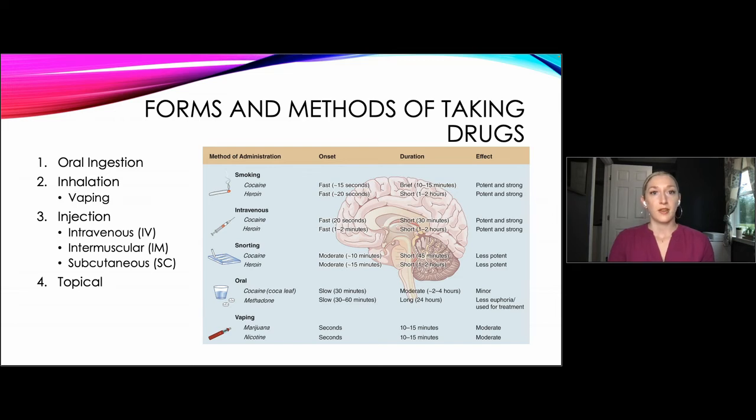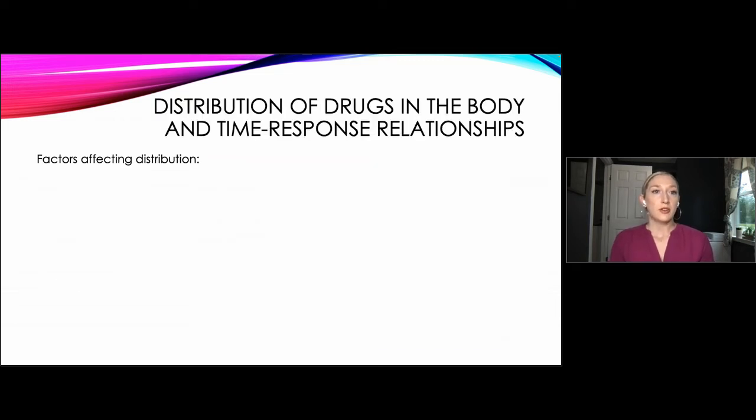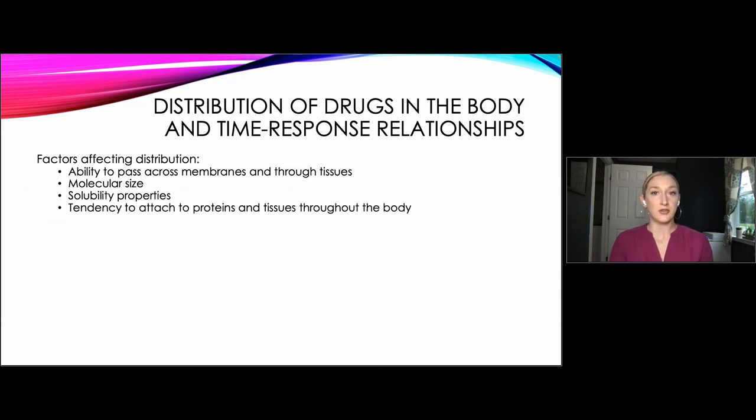Now we need to look at the distribution of drugs throughout the body, and the time-response relationships. When distribution is affected, therapeutic effects can actually be diminished. The factors that affect distribution are the ability to pass across membranes and through tissue, the molecular size, its solubility properties, its tendency to attach to proteins and tissues throughout the body, and then the blood-brain barrier.